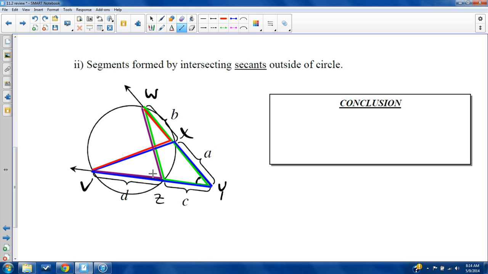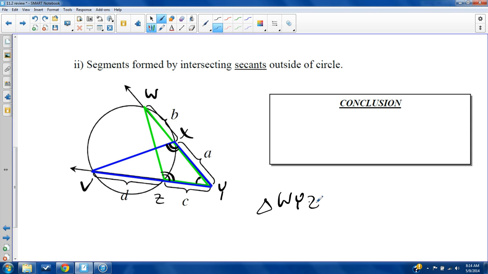Because again, inscribed angles there and there show supplementary angles will also be congruent. So the angle X in blue is congruent to the angle Z in green. So by angle, you say that triangle WYZ, the green one, is similar to triangle VYX in the other one.